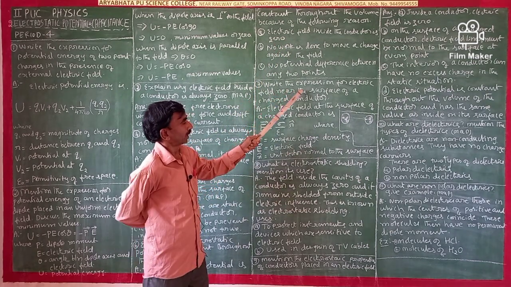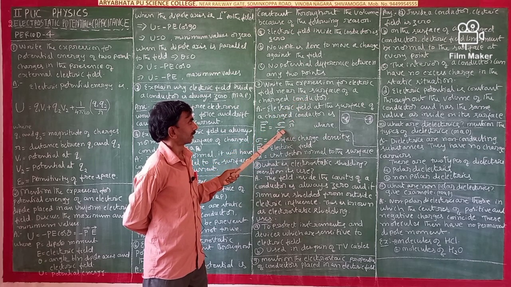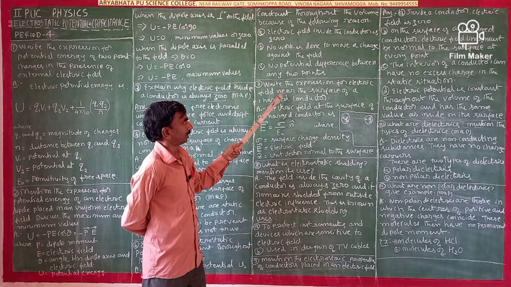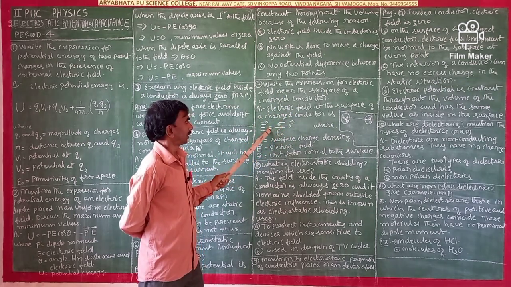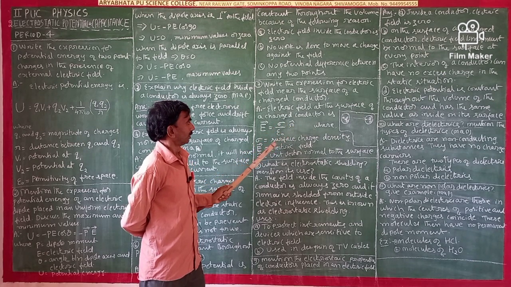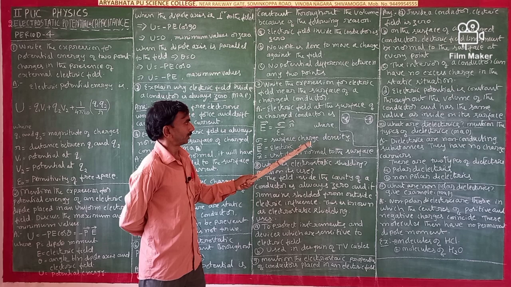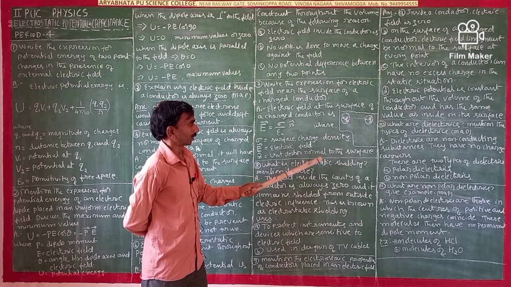Next, write the expression for electric field near the surface of a charged conductor. What is the expression? There is a derivation, but it is not important here. So E is equal to sigma by epsilon naught into n cap, where sigma is the surface charge density, E is the electric field, and n cap is the unit vector normal to the surface.